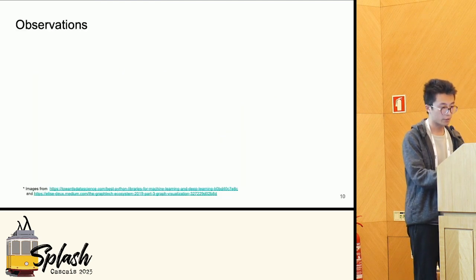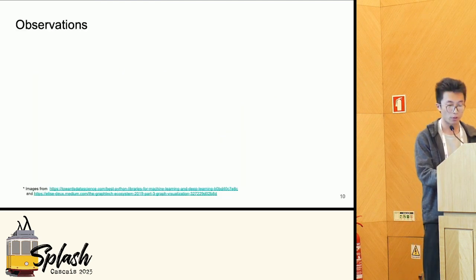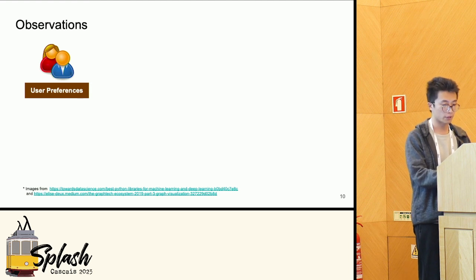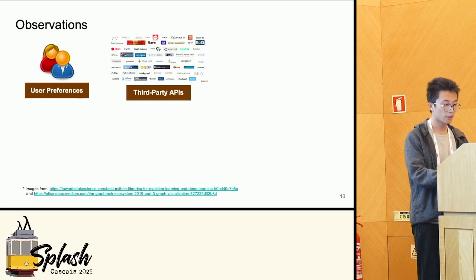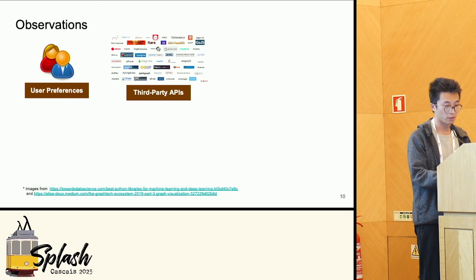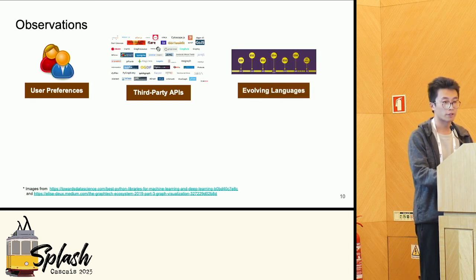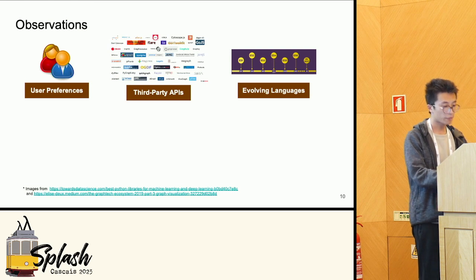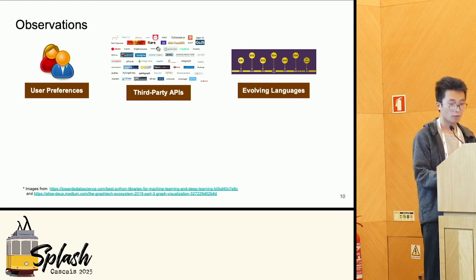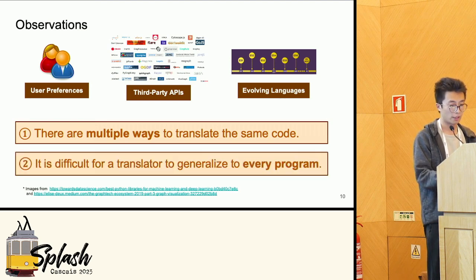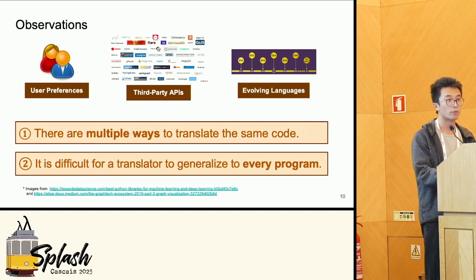From Bob's experience, we can see that the code migration problem involves many factors. First, users have different preferences on the generated code. Second, there are millions of third-party APIs available to a language. And third, popular languages are evolving at a fast pace. These factors give us two observations. First, there are usually multiple ways to translate the same code. And second, it is difficult for a translator to generalize to every program.